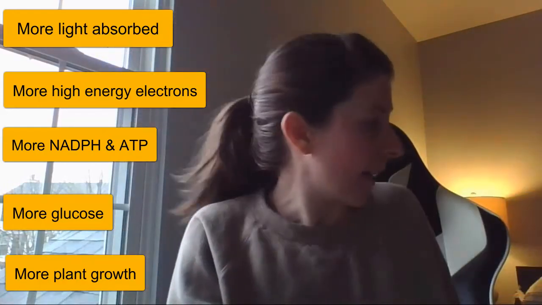So as we're looking at these, we're saying, hey, if we add more light, it's doing something. It's impacting the light-dependent reactions. The way it's impacting it is by increasing those high-energy electrons and then increasing the amount of those short-term energy storing compounds that are needed in order to make glucose at the end of the day. So hopefully that helps a little bit.